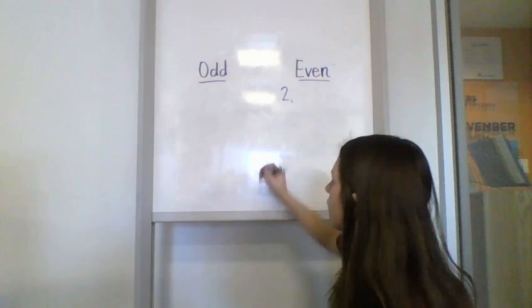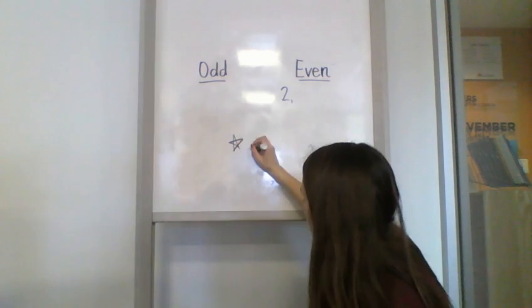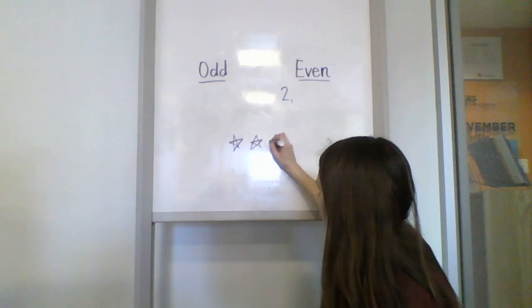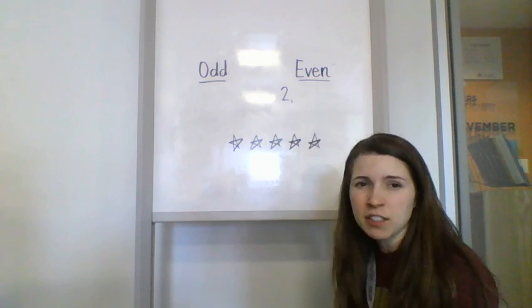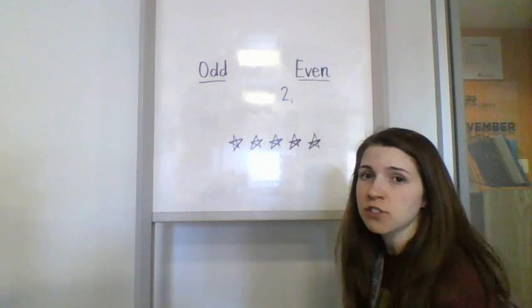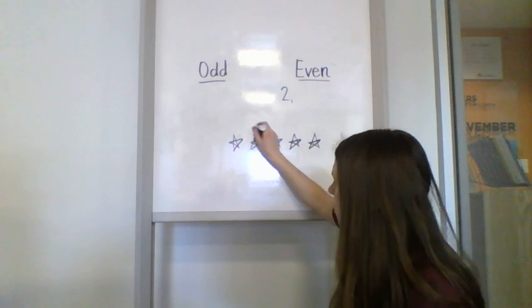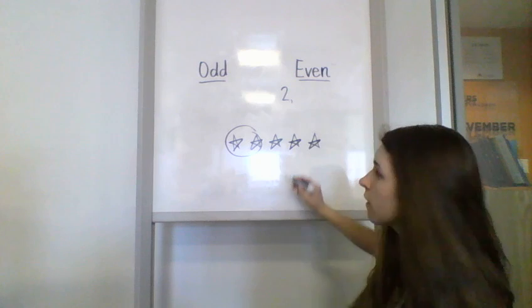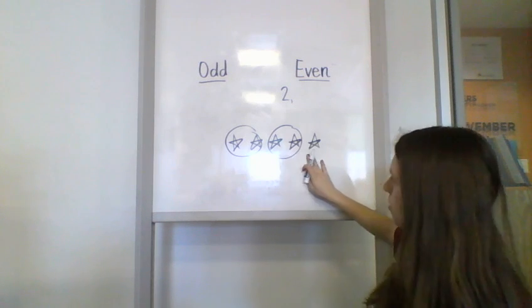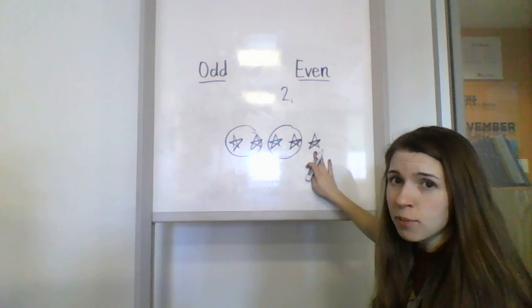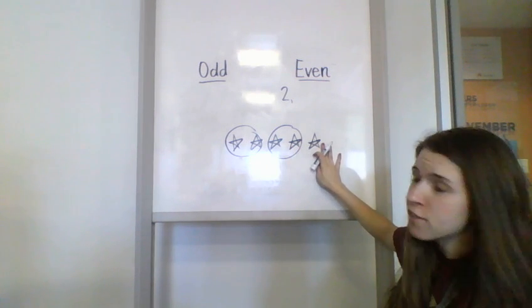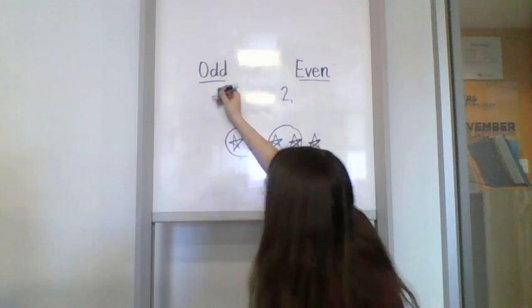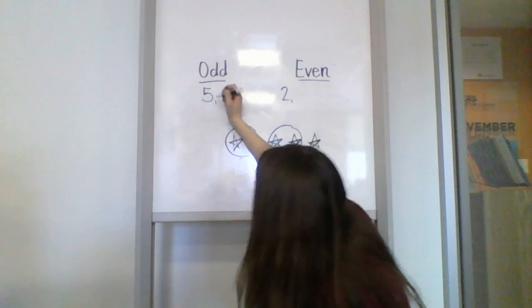Say I try 5. So 1, 2, 3, 4, 5. Again, I'm going to try to make them into pairs, so I'm going to try to circle 2 together. These 2 are a pair. These 2 are a pair. Uh-oh, but this one's left out. He doesn't have a partner. This star is all by itself. So this makes 5 an odd number. So we're going to put the number 5 under odd.